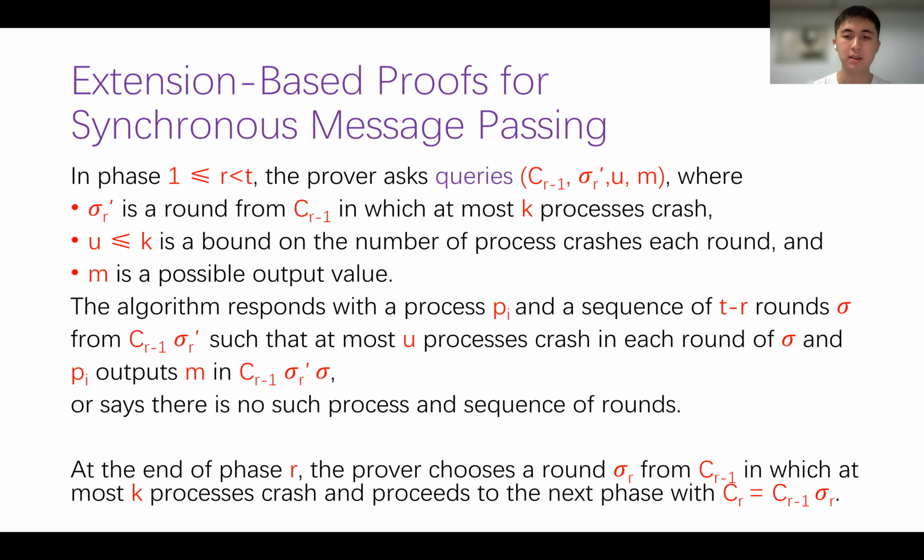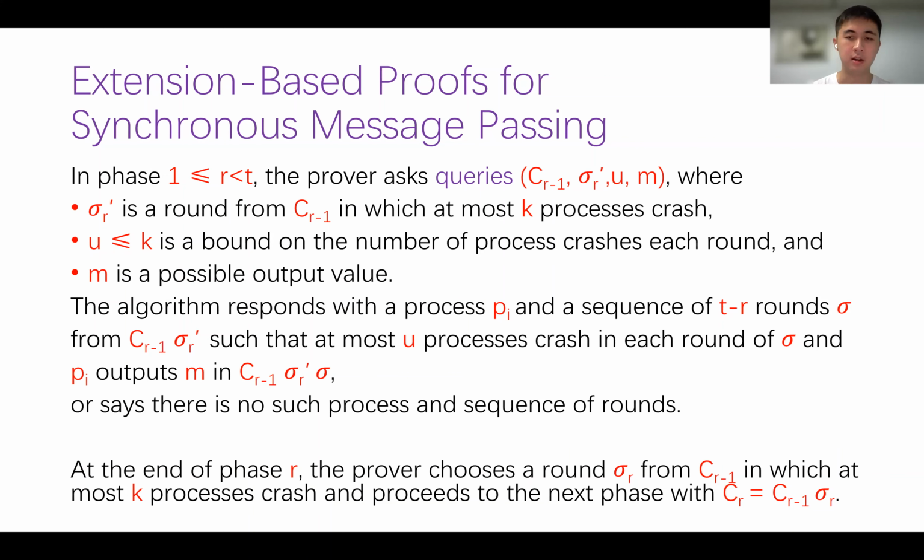The prover asks whether there is a sequence of t-R rounds σ from C', in which at most k processes crash each round, and some process outputs m in the resulting configuration C'σ. The algorithm either responds with such a process and a sequence of rounds, or says they do not exist.